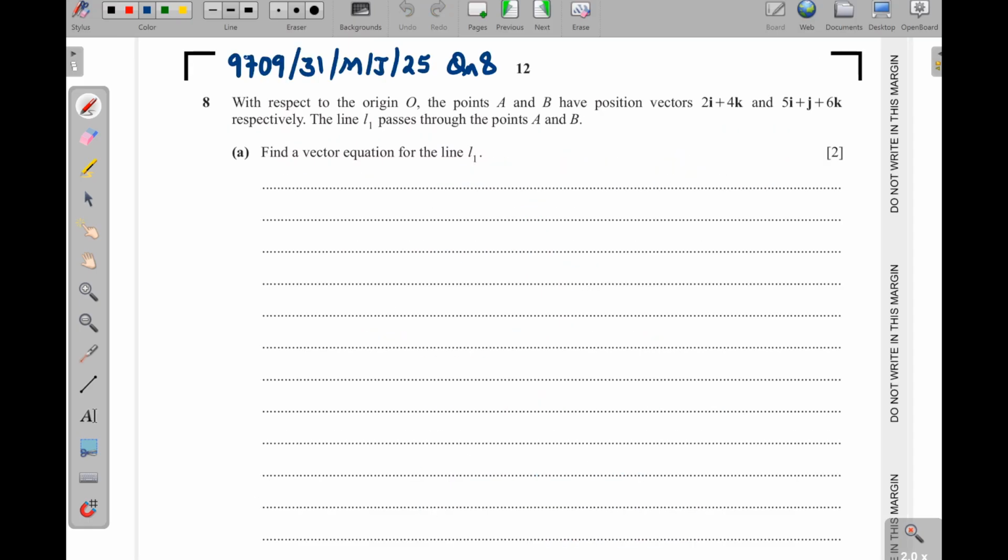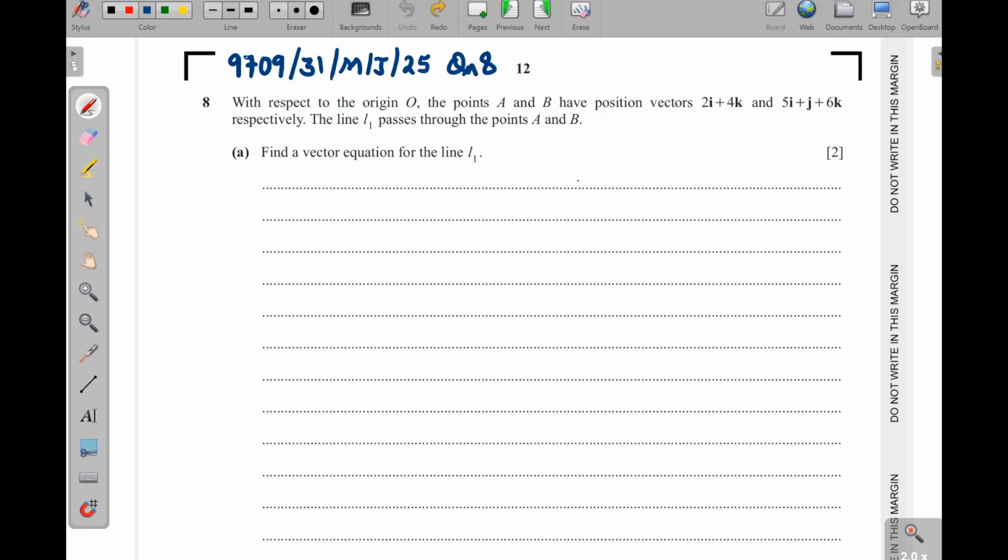Question 8 is coming from vectors. With respect to the origin O, the points A and B have position vectors 2i plus 4k, and then 5i plus j plus 6k respectively. The line L1 passes through the points A and B. Find the vector equation of the line L1.